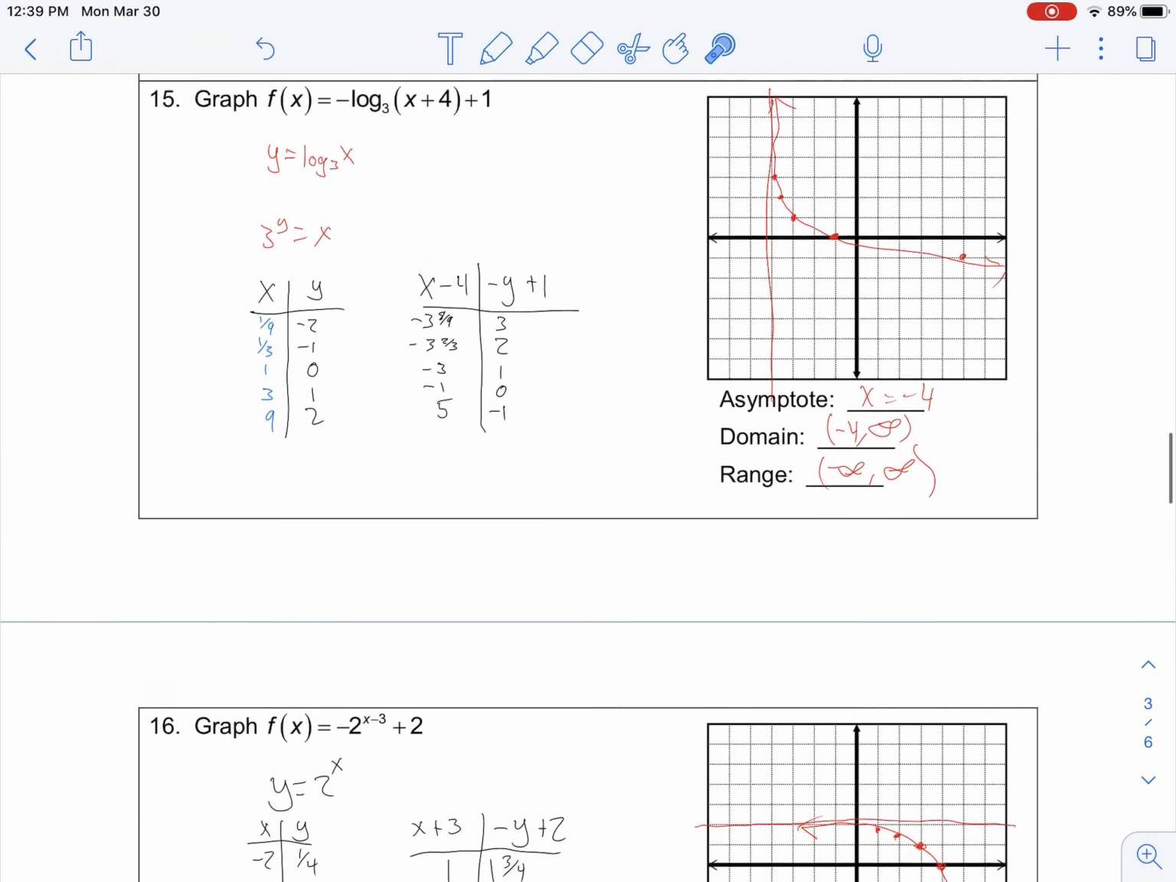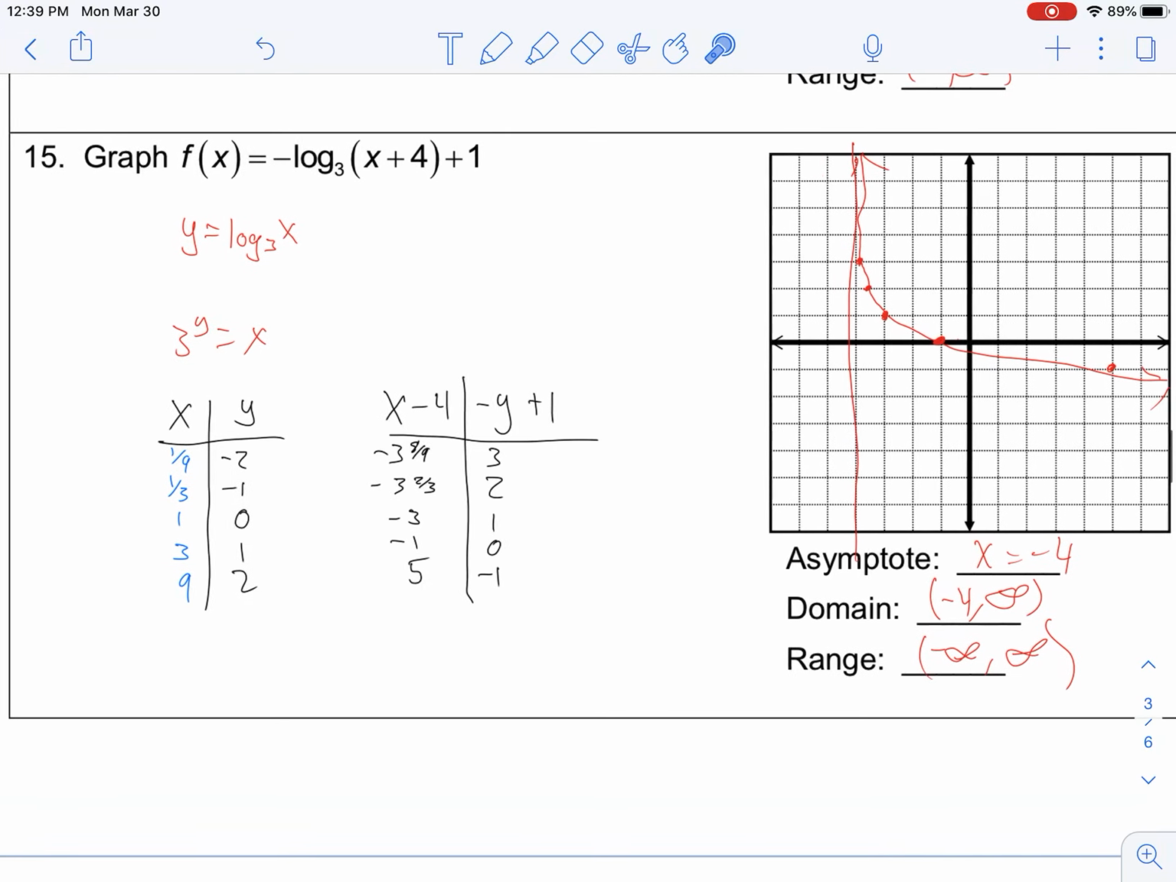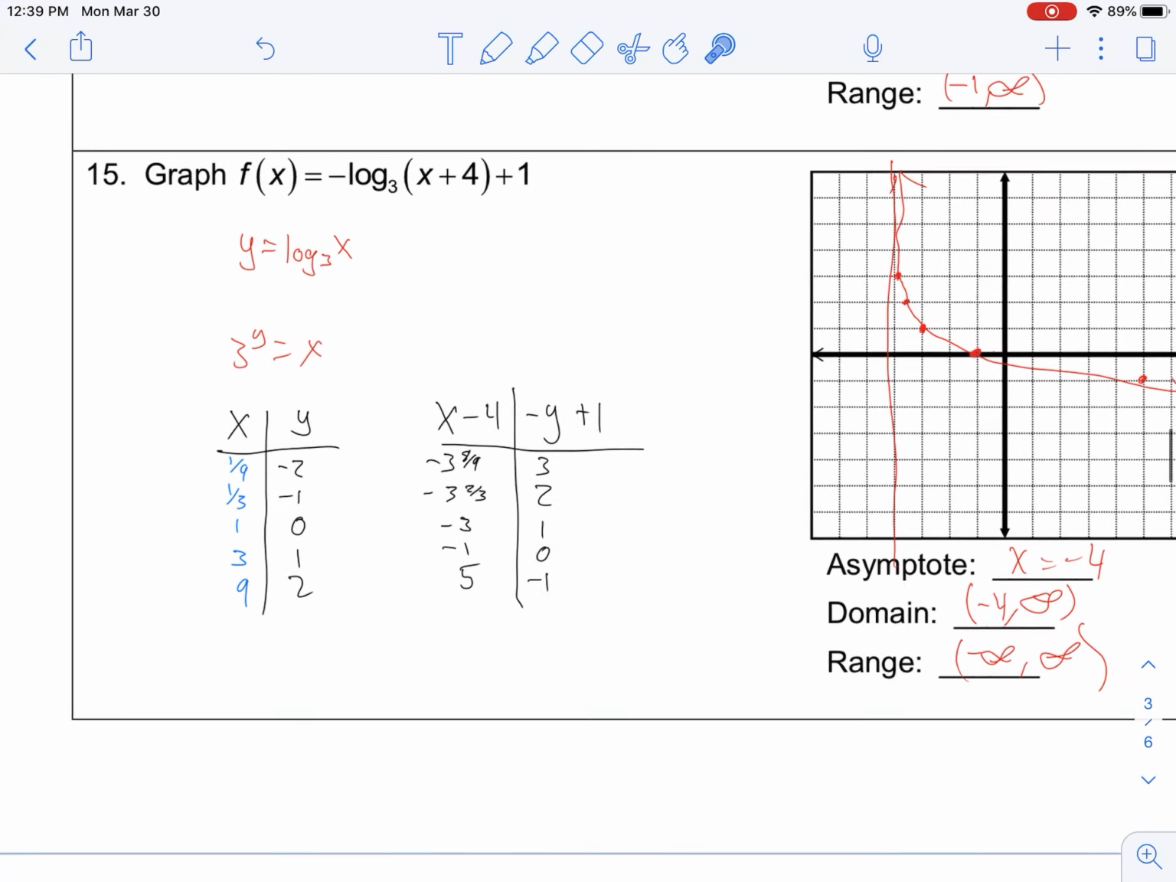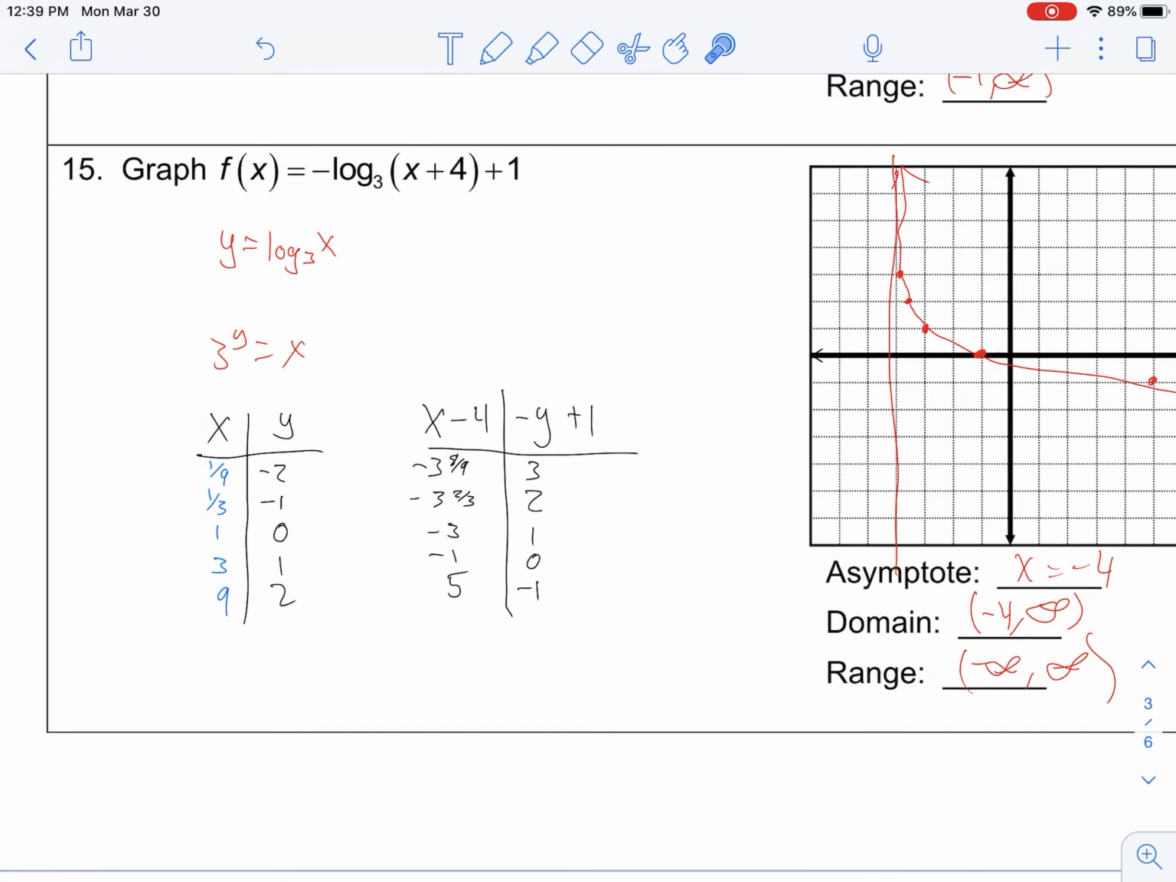All right, and then the last few. So for this one, our parent is y equals log base 3 of x. And then if we rewrite that, we have 3 to the y equals x. So 3 to the y equals x.